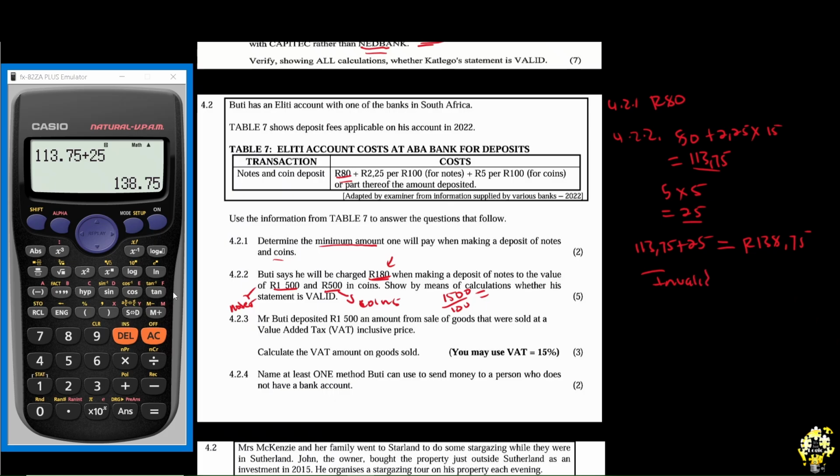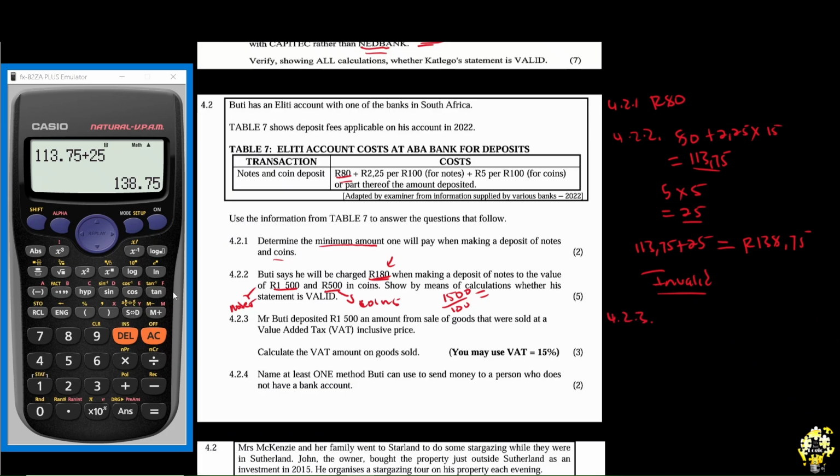Do you know why the statement is invalid? Buti is not a mathematician. What are we? Thank you. We are mathematicians. That's why we were called to verify Buti's statement. Buti must start watching these YouTube videos. Why should Buti start watching these YouTube videos? So that he can also become a mathematician. Thank you for understanding that.